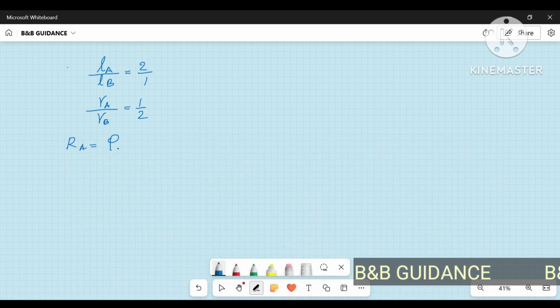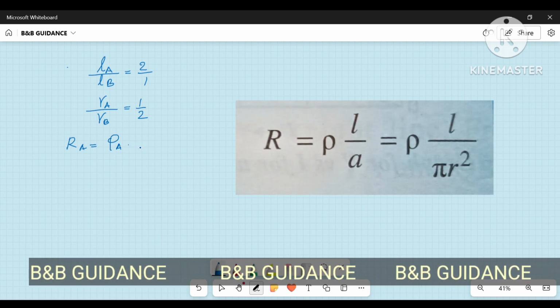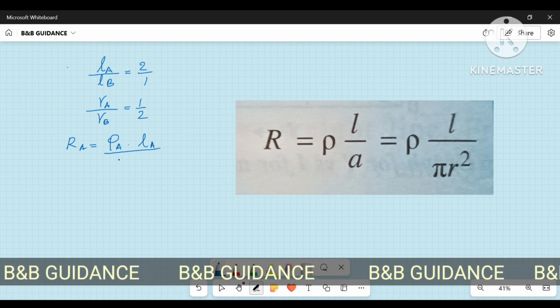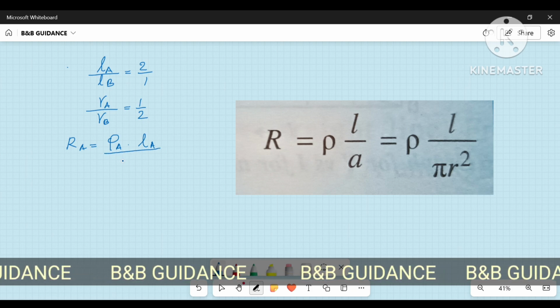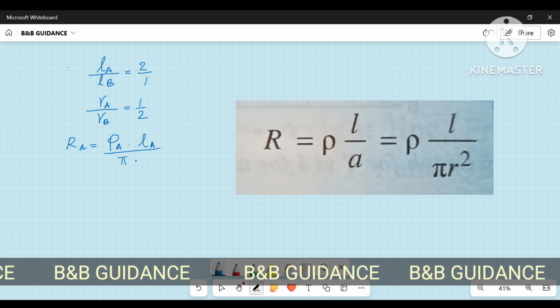Ra is equal to specific resistance of material of wire A into length of wire A divided by area of cross section of wire A. Area is equal to pi r square. So I can write pi Ra squared. Similarly, resistance of wire B is equal to specific resistance of material of wire B into length of wire B divided by pi Rb squared.